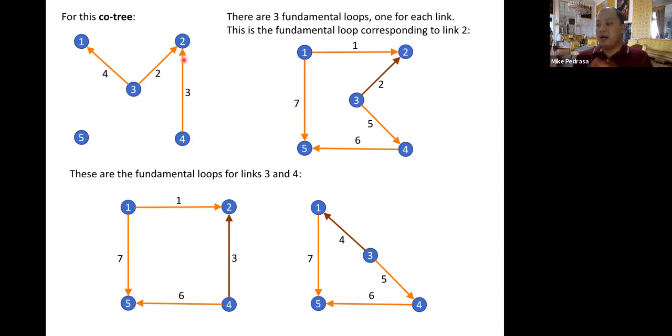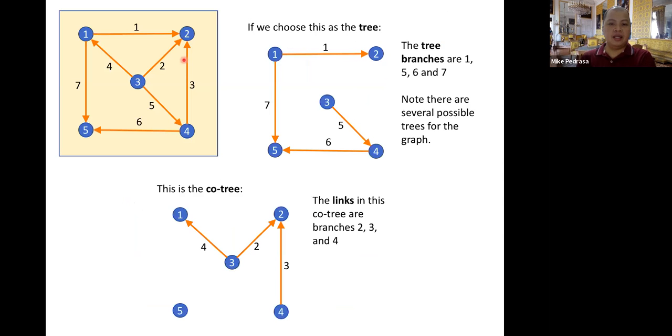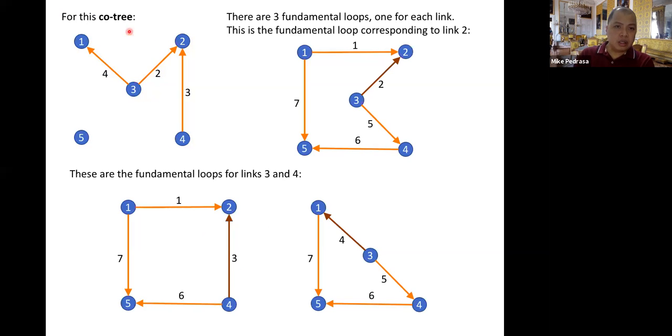Going back, if you have your copy of slides with you, a fundamental loop is a loop where only one branch is a link. By the way, I don't think I defined the link. The links are the branches in the co-tree. So the links are branches 2, 3, and 4. This is the co-tree.